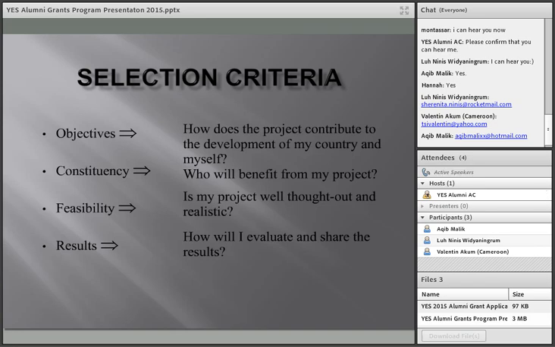Will they benefit? Feasibility. We have a lot of ideas, but it's important that ideas are well thought out and realistic. Will they actually happen? Is the idea as laid out possible? And then results. We really want to see those results. How is the alum evaluating, and how are they going to share those results? Because we want the project to have an assessment, but we also want it to have a sustainability component.